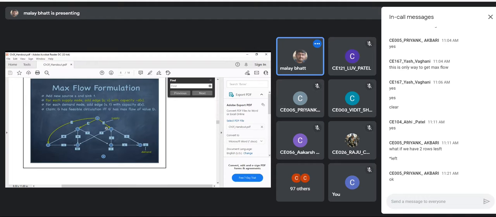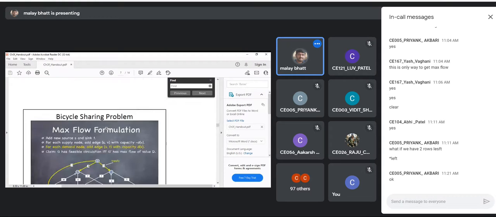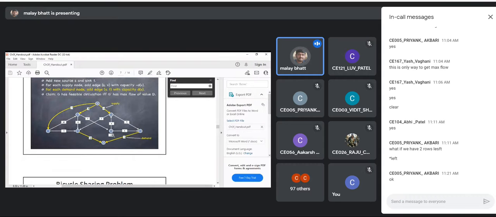Yes or no? Then similarly for the demand node. So from demand node, we have 3 demand nodes, 10, 0, and 11. So 10 to T will be connected, 0 to T will be connected, and 11 to T will be connected. But 0 to T having no significance, so we are not showing it. Is it clear? Because if 0 is the flow value, capacity, then that path is of no use. So I am just showing connection from 10 to T terminal node and from 11 to T.